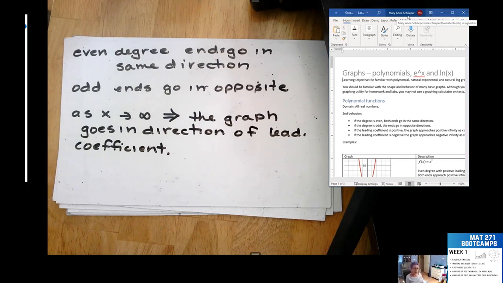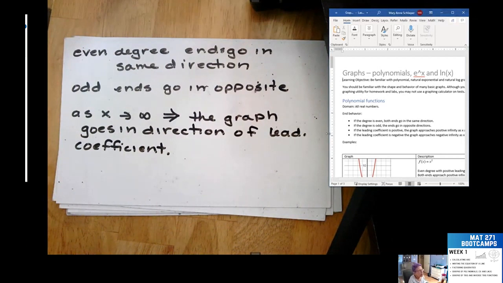If you have an odd degree, the ends are going to go in opposite directions. And if you have a positive leading coefficient, then as x gets bigger and bigger and bigger, it's going up. So it's like a line with positive slope. If you have a negative leading coefficient, that means that as x gets bigger, your graph gets smaller, so it's like a line with negative slope. So you can always go back to those simplest graphs, the parabola and the line. They behave just like those.